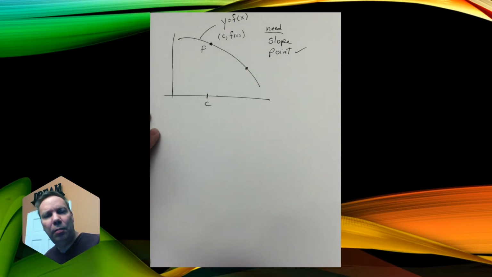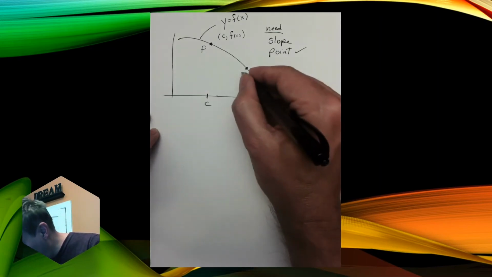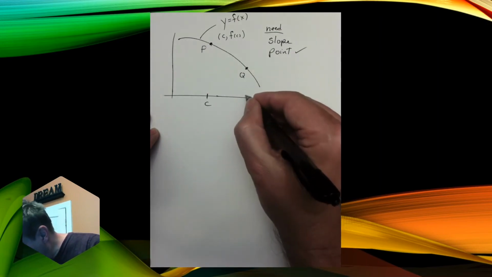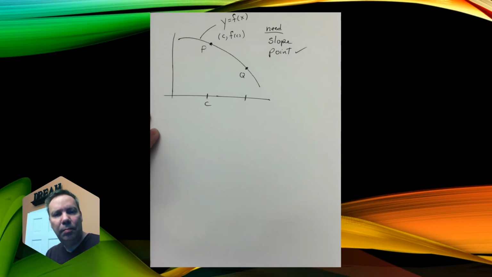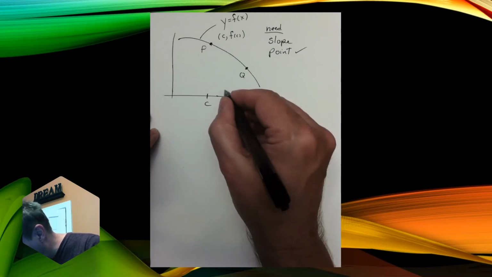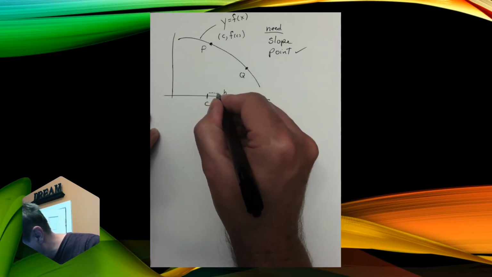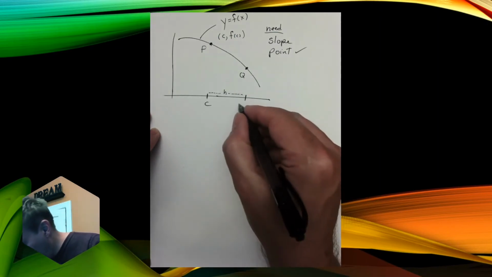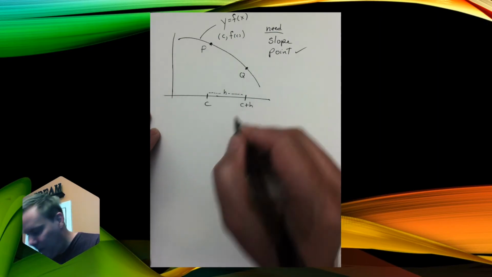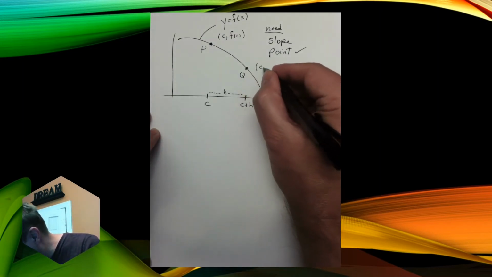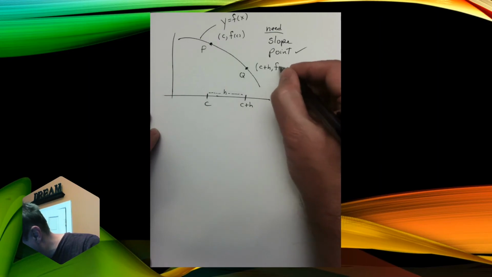I'm going to choose another point on this graph. I'll give it the name of Q, similar to the Mathematica notebook. And this particular x value, well, I'm not going to give this x value a direct name. What I want to do is say, let's suppose that this distance is h, or it's h units over from c. That means this particular value of x is c plus h. So this point has an x coordinate of c and a y-coordinate f of c.